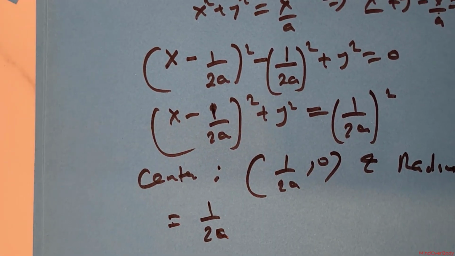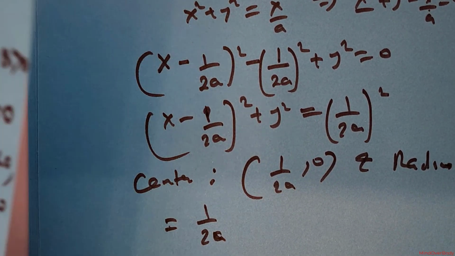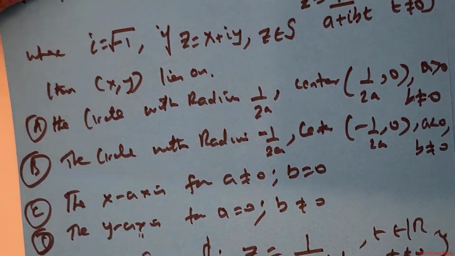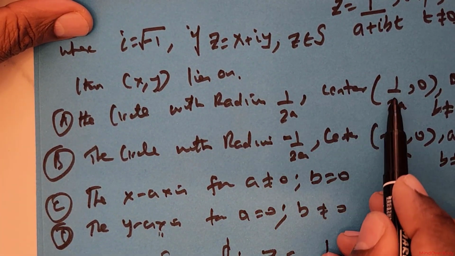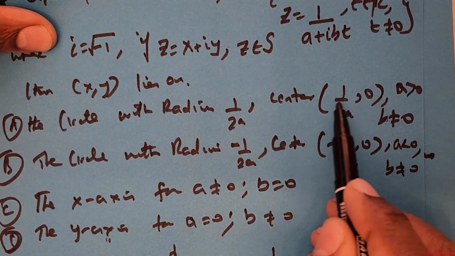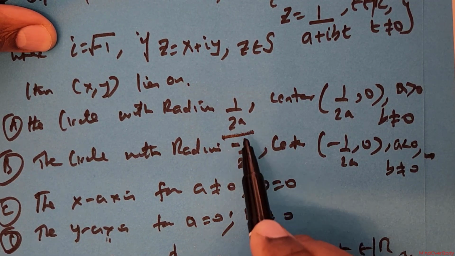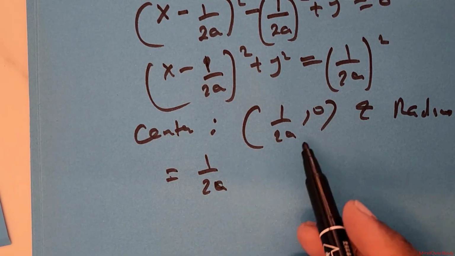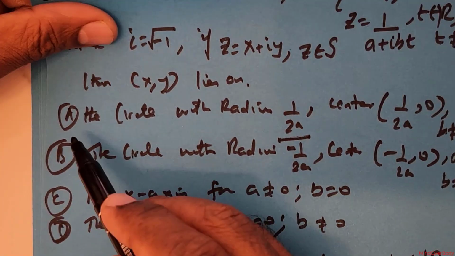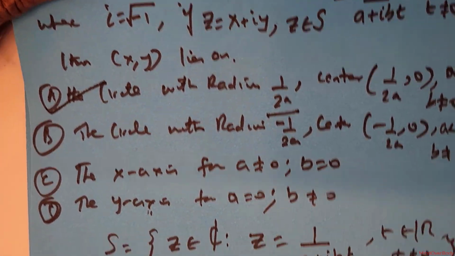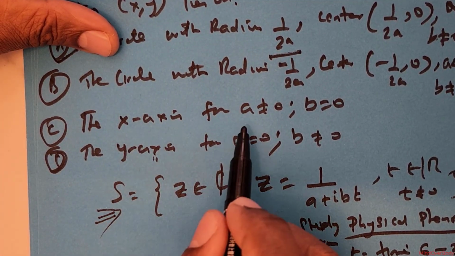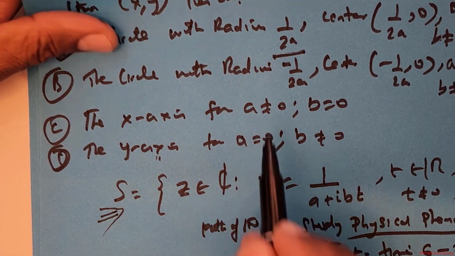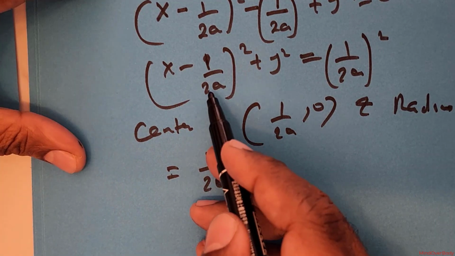So go back to the choices. See, the center is 1 over 2a comma 0, this is the center, and the radius is 1 over 2a. Radius 1 over 2a, center is 1 over 2a comma 0. So this is the solution. Now for the x-axis, a is not equal to 0, right? A is not equal to 0.